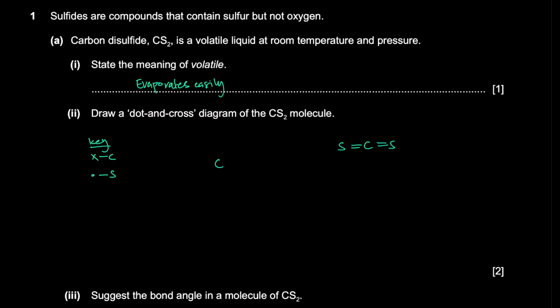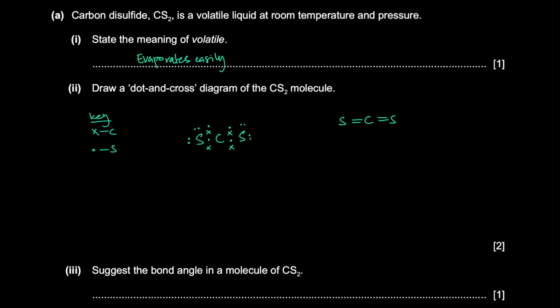So what we have is we have carbon, right? It's making a double bond with this sulfur, and it's making a double bond with this sulfur, right? Now carbon only has 4 outer electrons, those are the 4 X's over here. Sulfur has a total of 6 outer electrons, just like oxygen. We've only shown 2 for each sulfur, so we need 4 more electrons on each sulfur, like this, right? So here's the dot and cross diagram for carbon disulfide. You can draw it like this, or you can draw it with the circles. They're both acceptable, okay?